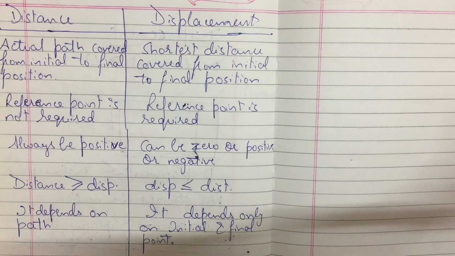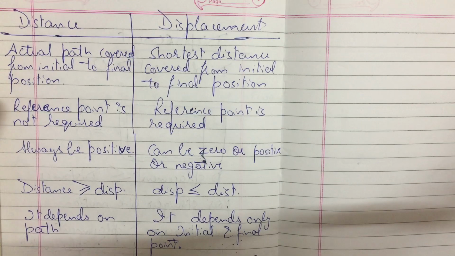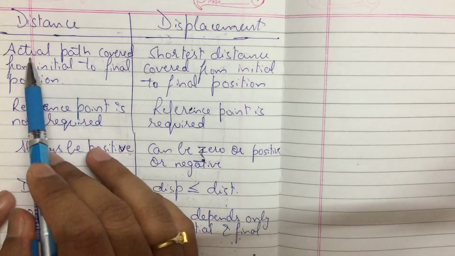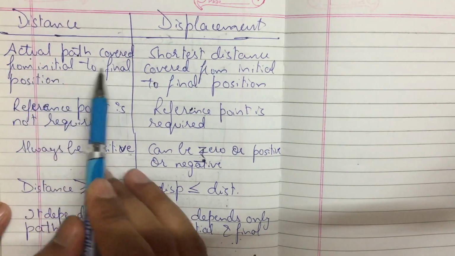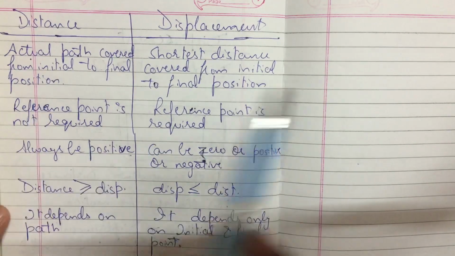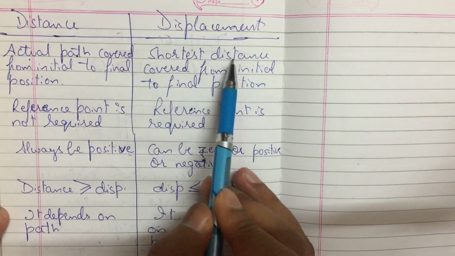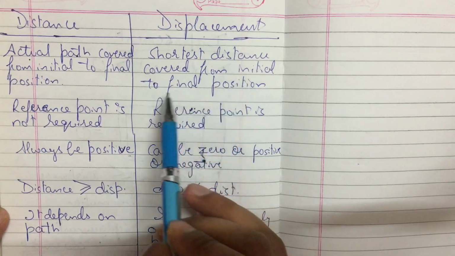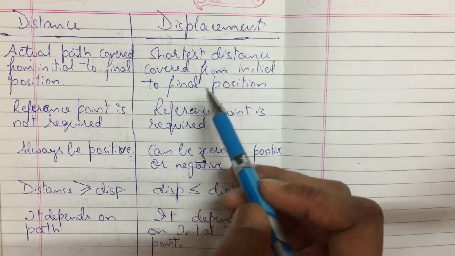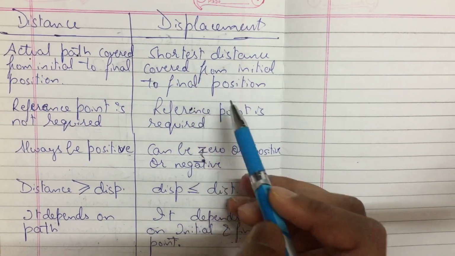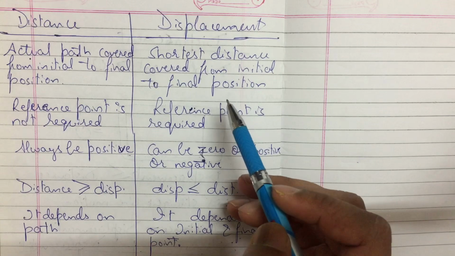So here I have concluded the differences for you. Distance, according to its definition, is the actual path covered from initial to final position, whereas displacement is the shortest distance covered from initial to final position. Whatever be the shortest distance between initial and final position, that will be called displacement.